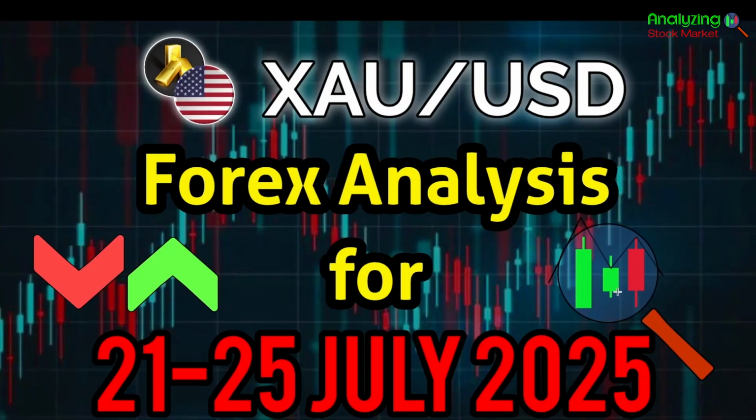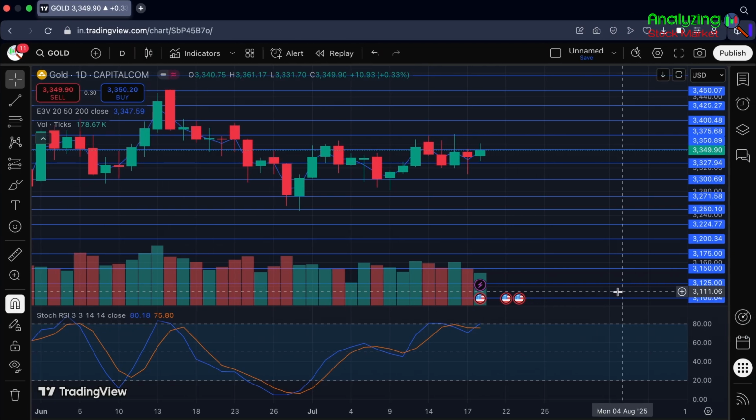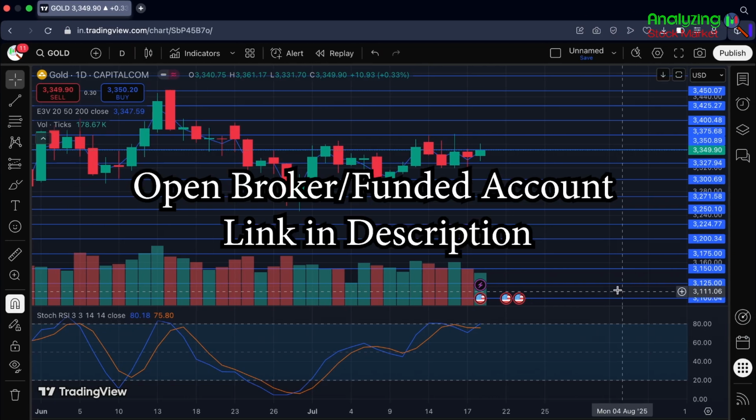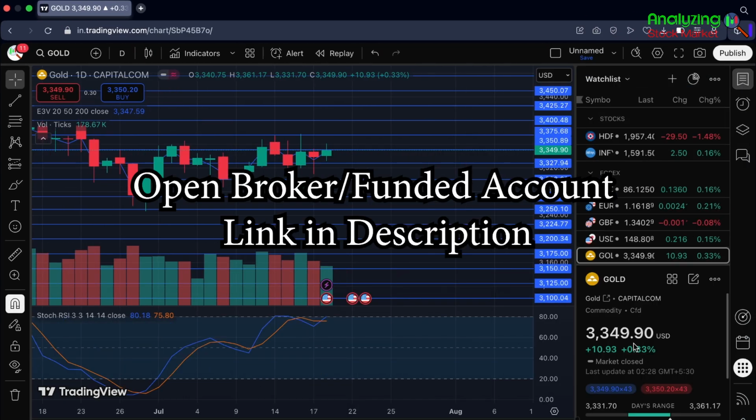So today we'll be talking about the XAU USD pair and we'll do the Forex analysis for 21st July to 25th July 2025. So let's go straight to our charts. First, let's see what happened in gold on Friday. As you can see over here, 0.33% was the positive move, and 3349.9 was the closing.